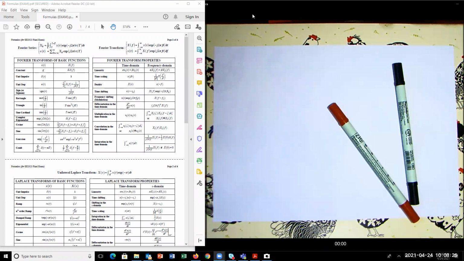Hello, Prof. I want to ask about the steady state value k. This k, sometimes we use the formula limit s equals 0, then we multiply s times Gs. Sometimes we use only Gs. Why is it like this? You mean the value of the steady state value k?